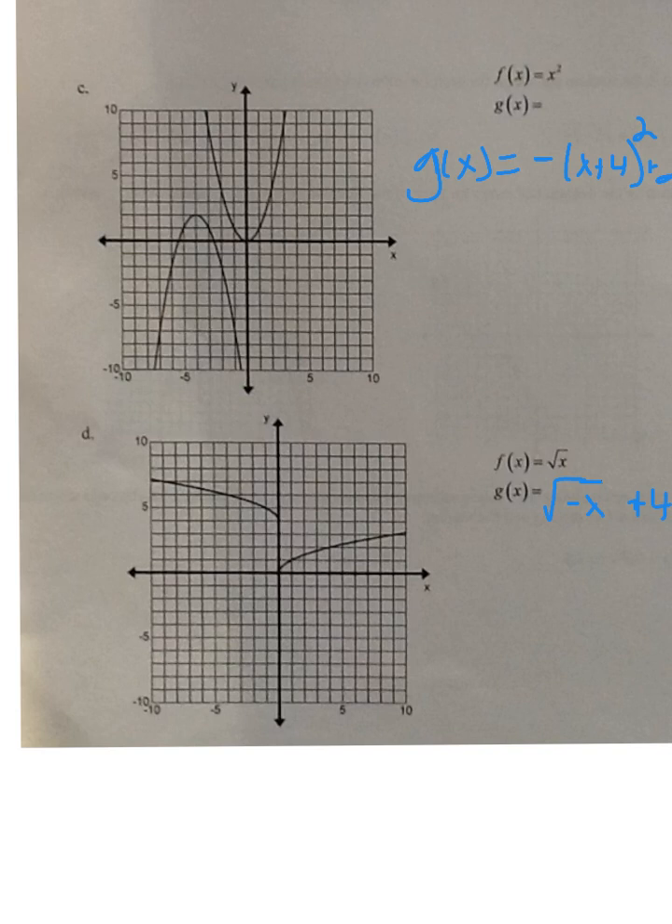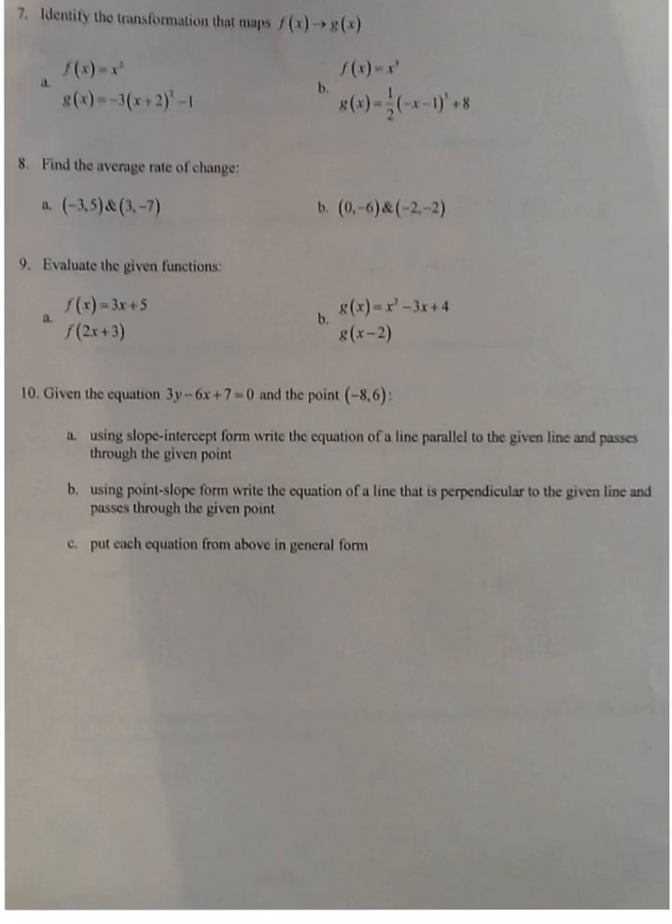Let's take a look at 7. Okay, so 7 is identifying the transformation from the equation. I notice I have to do what's on the inside of the parentheses first. On the inside of the parentheses, I have a plus 2. So that means it's to the left 2.